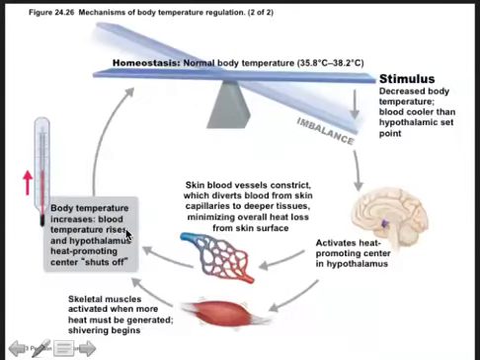On the flip side, we've got a reduction in body temperature. Stimulus, decreased body temperature, signals the hypothalamus, which promotes peripheral vasoconstriction. The skeletal muscles begin to shiver, and then this generates heat. The body temperature rises, and now we're back where we were before until what? The body temperature drops again due to our presence in a cold environment.